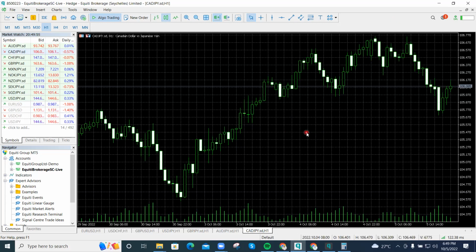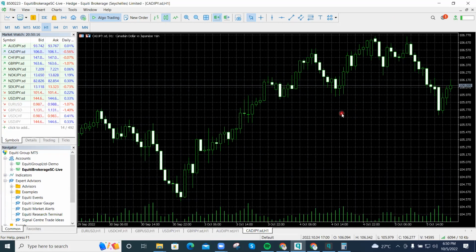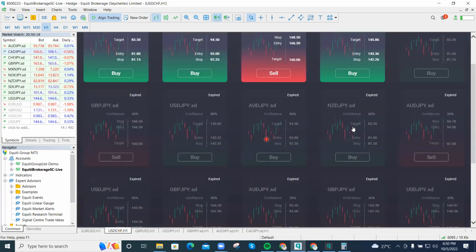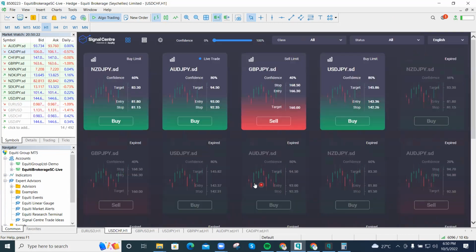Control T, and of course you see NZD JPY, buy limit, the lot size is 0.01. This is the entry, this is the stop loss, this is the take profit, the current price where the market is, and of course, it's not running because it's a pending order, right? So yes, let's come back to this. That's exactly how we place those trades.